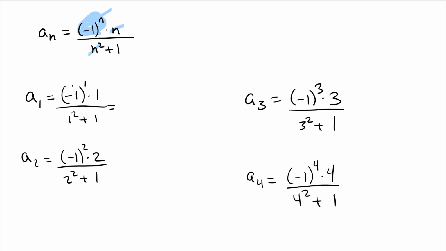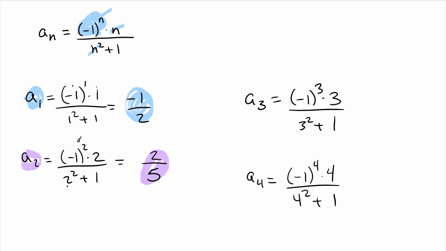So this is going to be -1 times 1. That's -1. Over 1 squared plus 1, that's -1/2. Therefore, a sub 1 is -1/2. Next, we have -1 squared. That's positive, so we get a 2 up top. Now we have 2 squared, which is 4, plus 1 more, which is 5. So a sub 2 is 2/5.